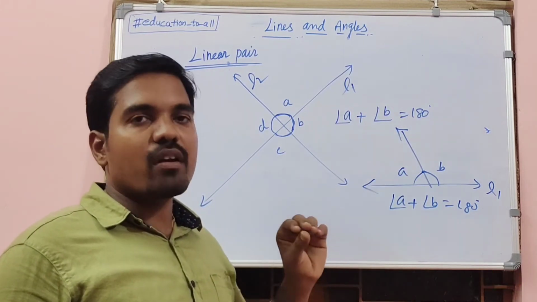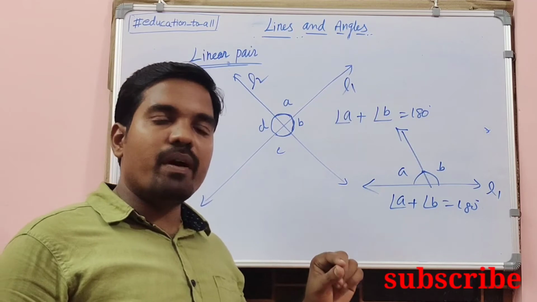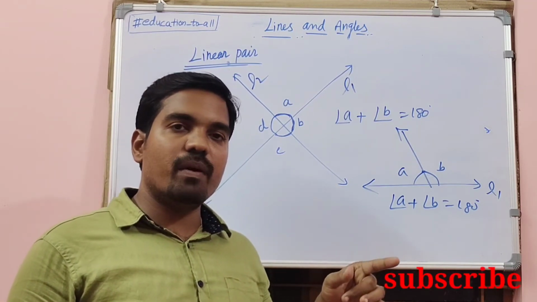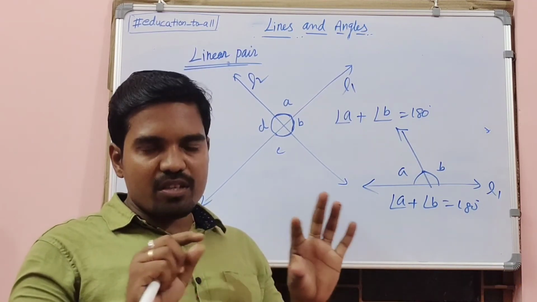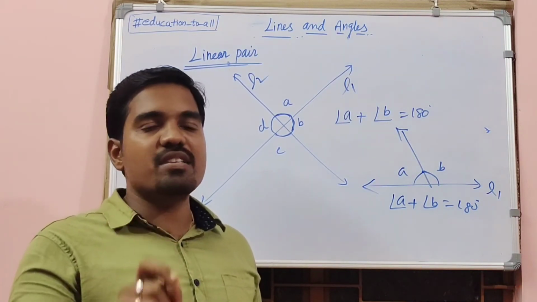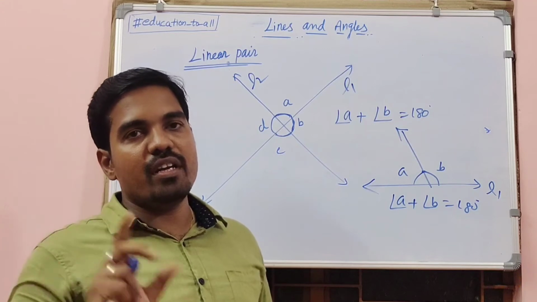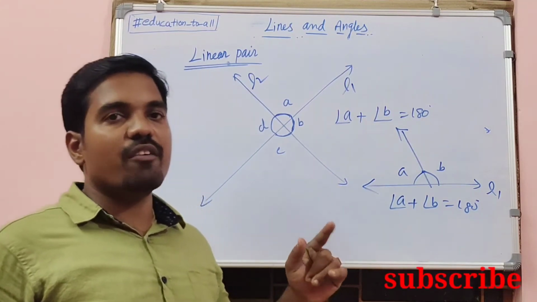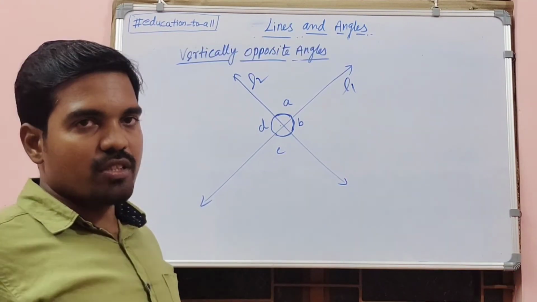Now we will come to a conclusion. If two angles are a linear pair, definitely they should lie on a straight line, and they must be adjacent. Their sum will be 180 degrees. So this is the definition of linear pair of angles.